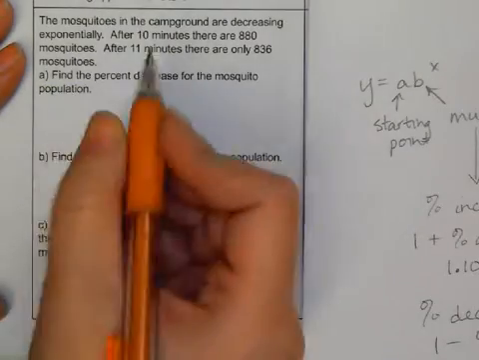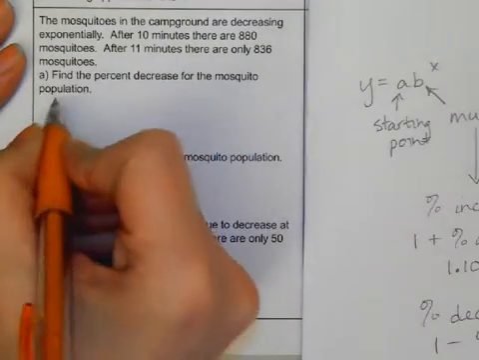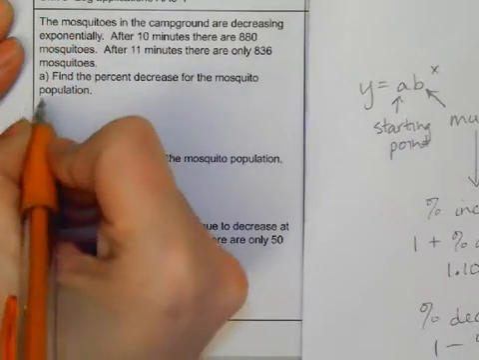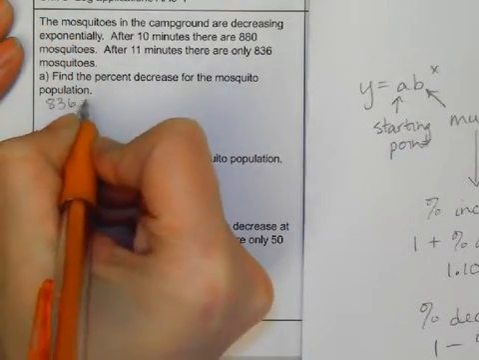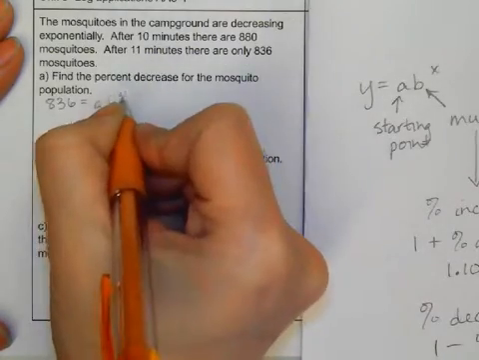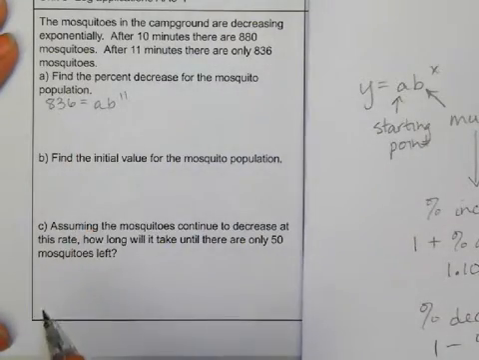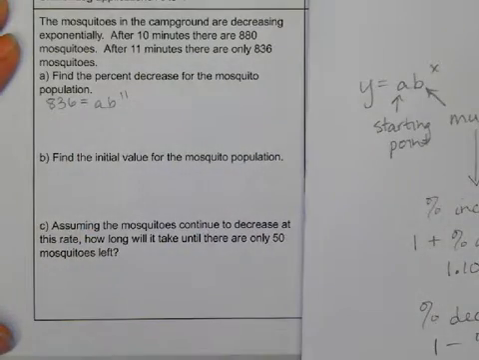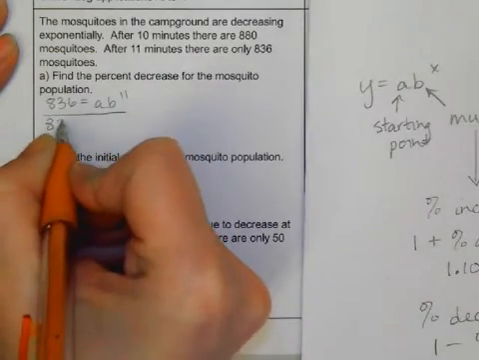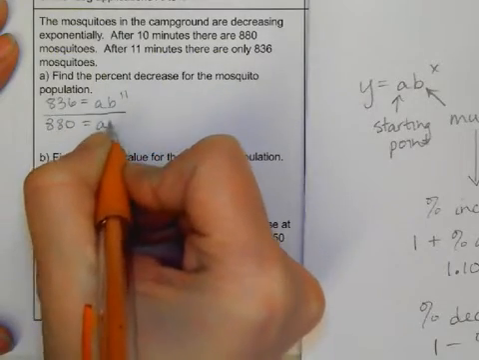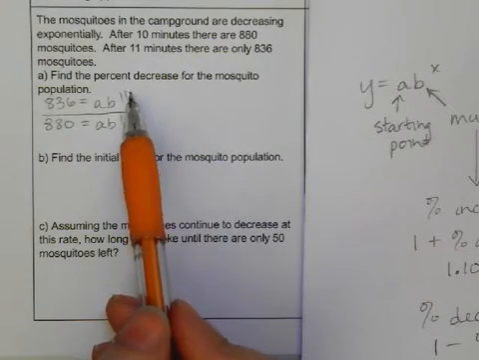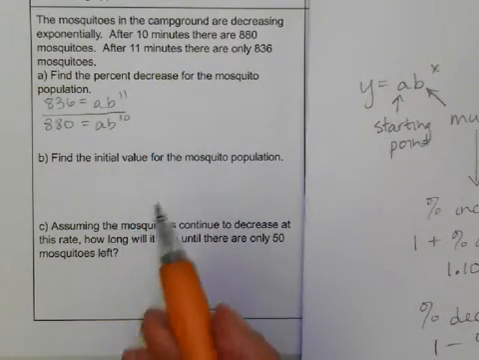So the way we're going to do this is plug in what we know into that exponential form. So that 880, nope, actually I don't want to put that one on top, and I'll explain in a minute. So 836 equals, I don't know A and I don't know B, to the 11 minutes. So AB to the 11. Then I'm going to take that, and divide by 880 equals AB to the 10th. The reason I put the higher exponent on top was so that I don't end up with a negative exponent. It just makes it easier to deal with.